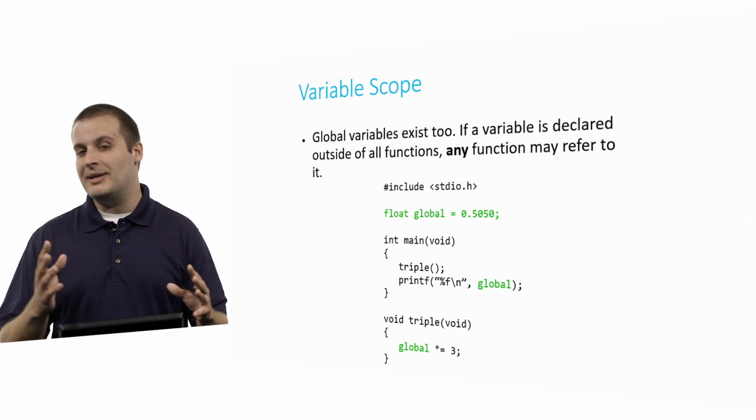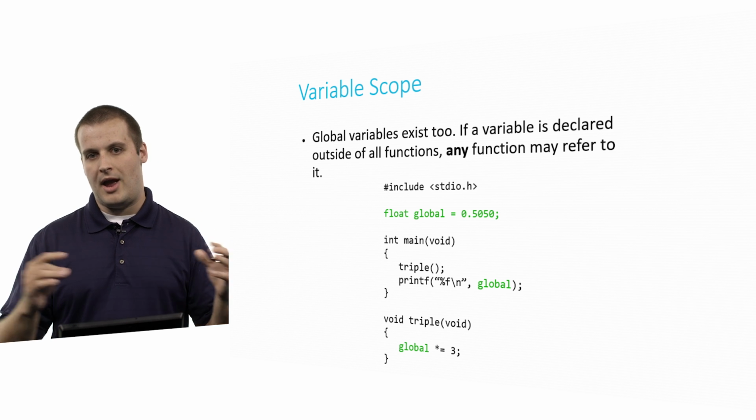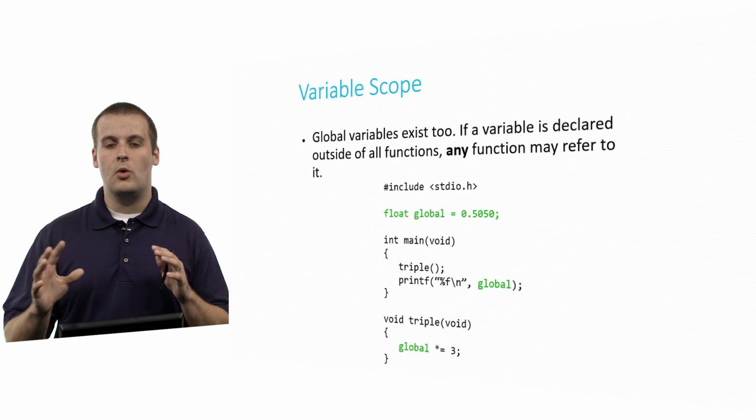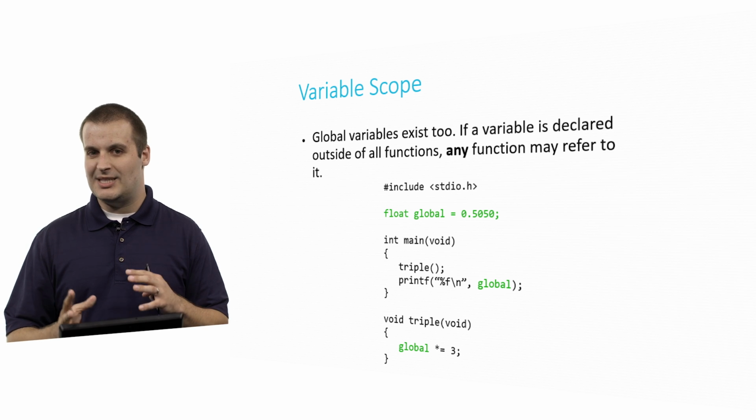So you've got to be careful when you're working with global variables. While they're very flexible in being able to pass information around so that every function can use it, it can also have some dangerous consequences if one function changes the value of a variable before you expect it to be changed.